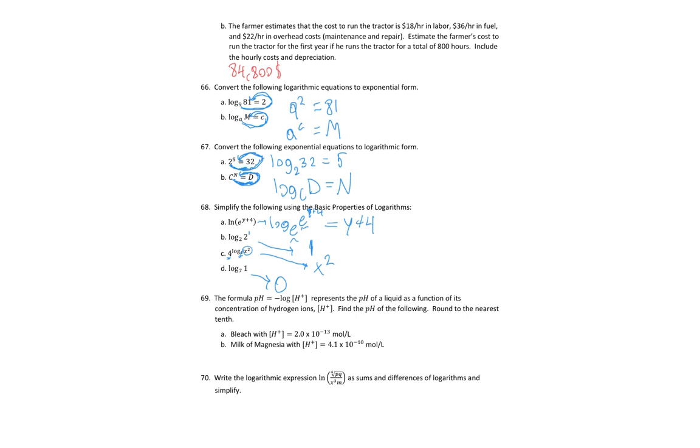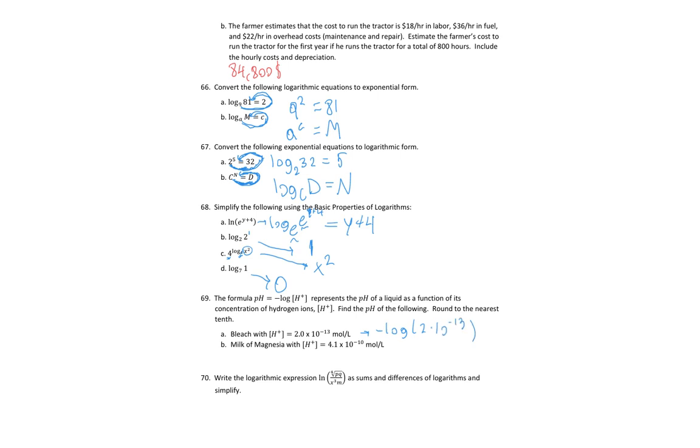So this next one says the formula pH equals negative log of H plus represents the pH of a liquid as a function of the concentration of hydrogen ions. Find the pH of the following, rounded to the nearest tenth. So it gives us our H concentration, so we'll do negative log of 2 times 10 to the minus 13.